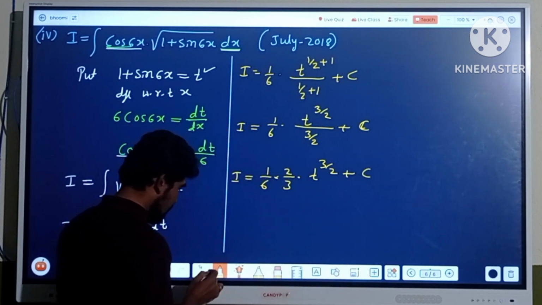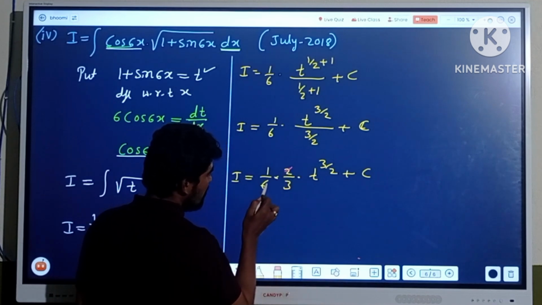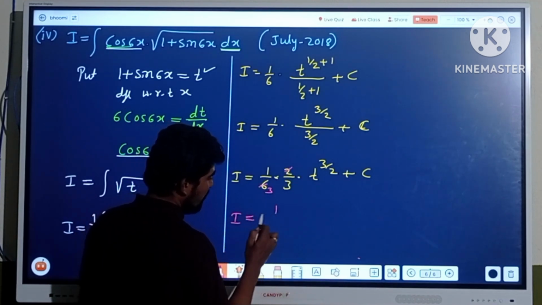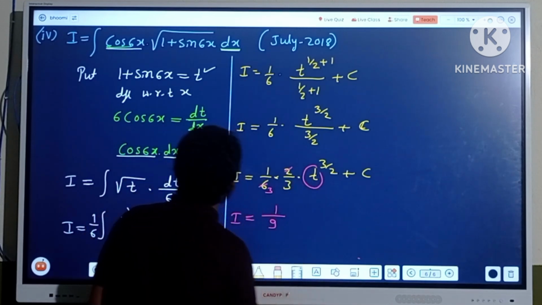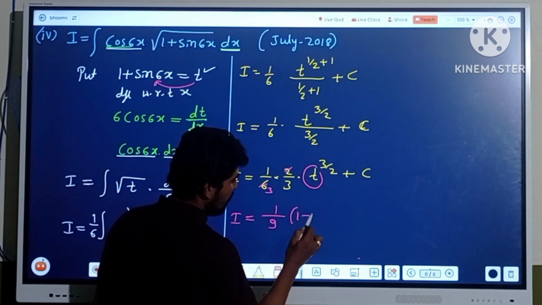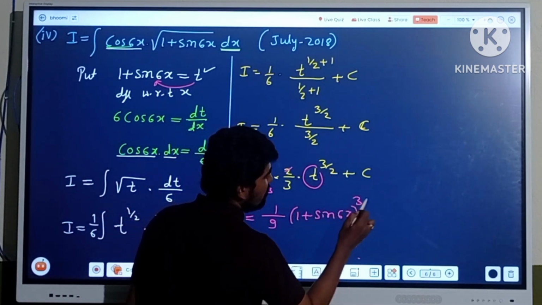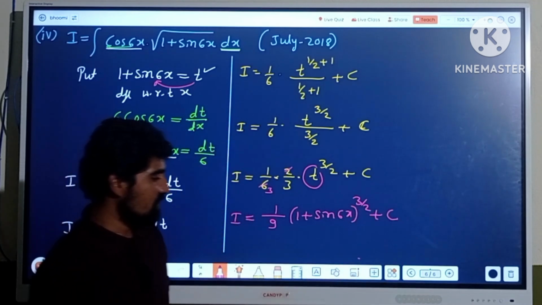Now observe here, I can cancel. 2 ones are 2, 3 twos are 6. Therefore, I is equal to 1 divided by 9 into... sorry, 1 divided by 3 into 3, which is 9. And what is t? t is 1 plus sine 6x. So (1 plus sine 6x) power 3 by 2 plus integral constant c. I hope all of you understood.